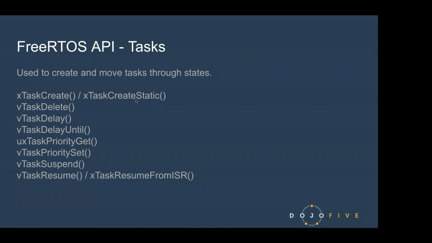So if you're running in a static mode, you'll need to be calling the static versions of these APIs. But they take exactly the same parameters and they work exactly the same. It's just, depending on how you've configured your RTOS, you'll need to choose the correct version.